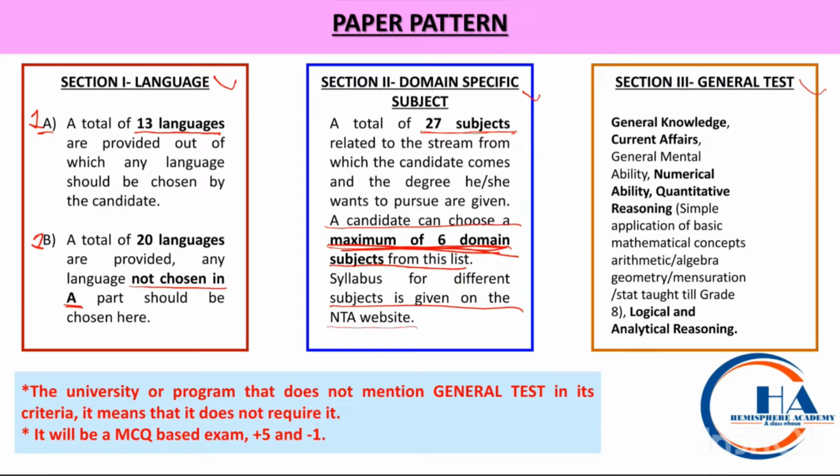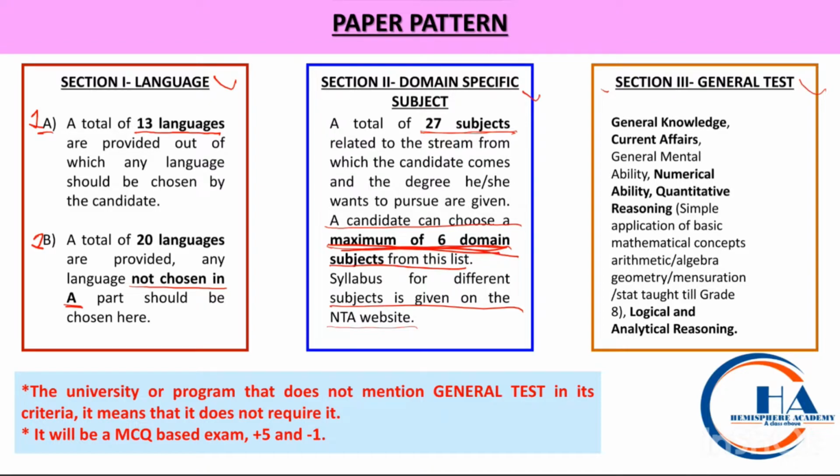www.nta.ac.in. Okay, so if we move forward, it's our general test. The general test generally has 3 sections in it: VARC, DILR, and QA. VARC means verbal ability and reading comprehension. DILR means data interpretation and logical reasoning, and QA means quantitative aptitude. Okay, so the section 1 language has already been taken care of.